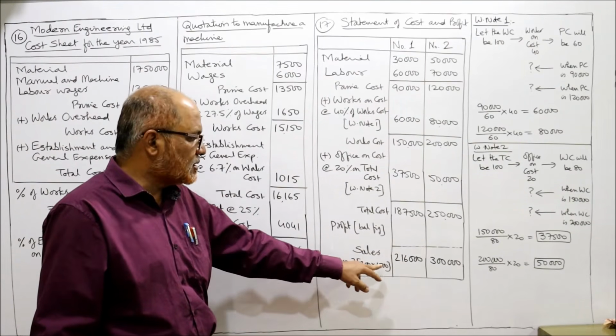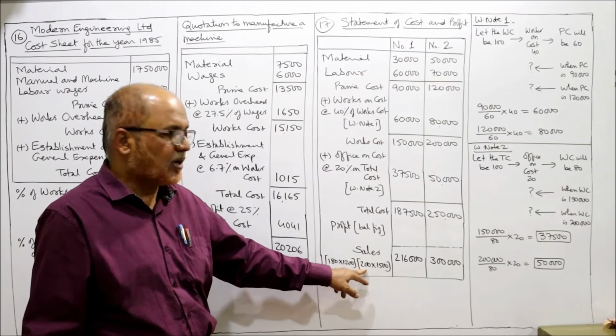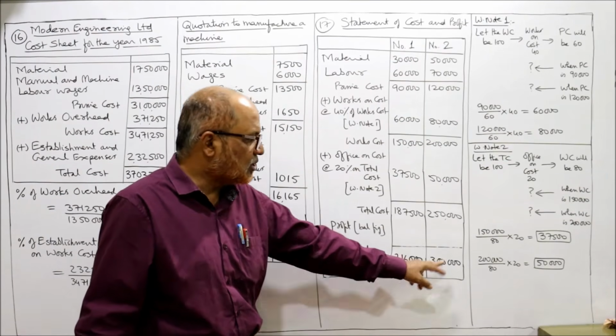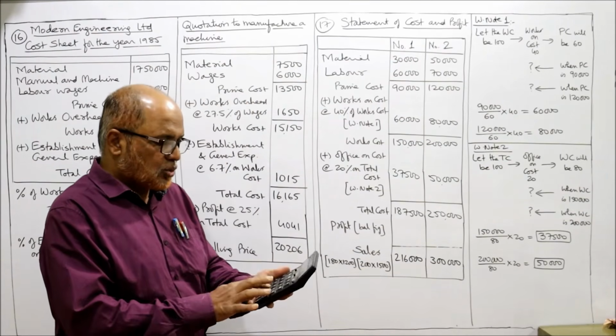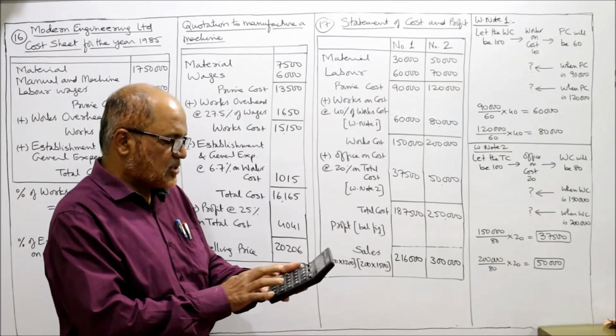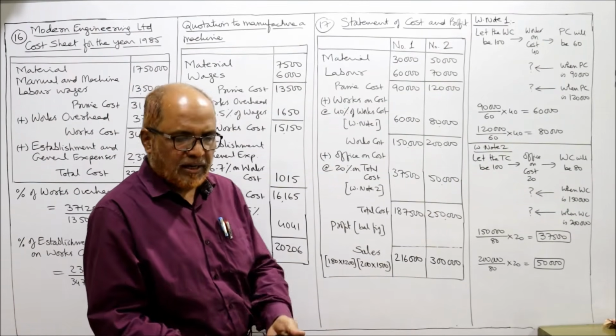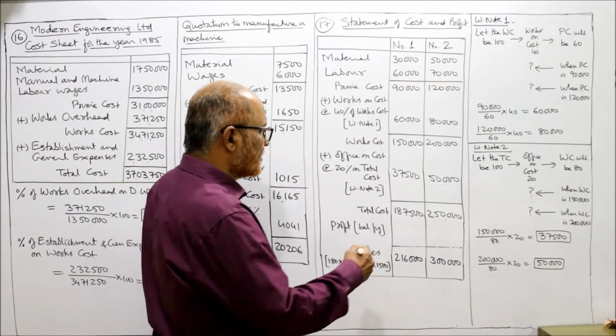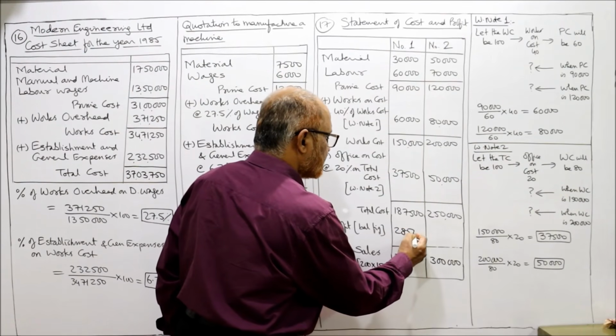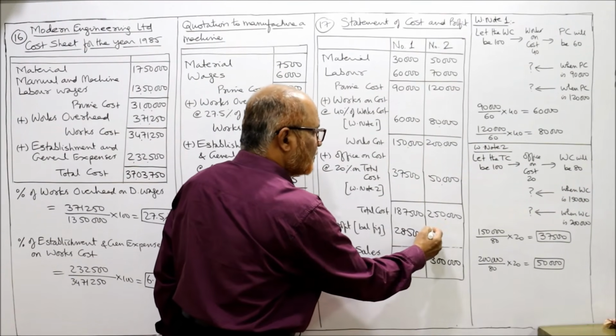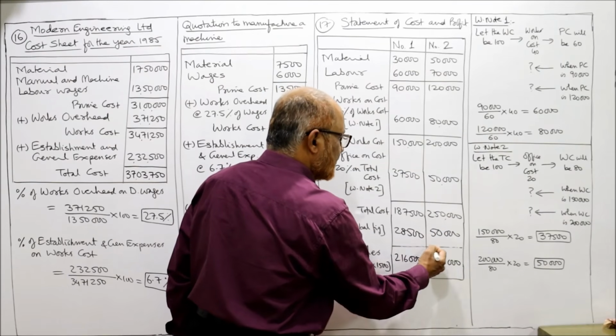Number two articles sold are 200. For each unit 1,500. तो 3 लाख. Now minus: 2,16,000 minus 1,87,500, 28,500 rupees is the profit. Here 3 lakh minus 2,50,000, 50,000 is the profit. That's all.